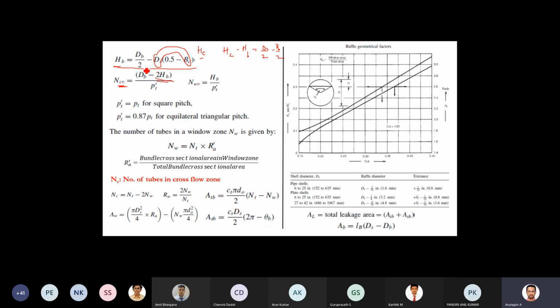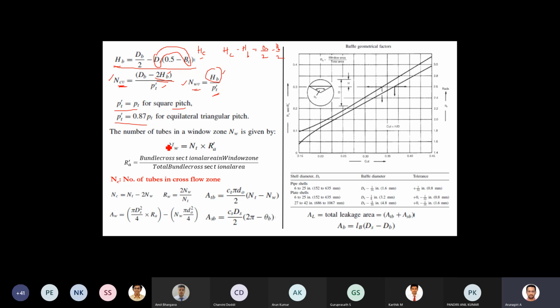So NCV is dB minus 2HB divided by PT dash, where PT dash is the pitch. PT dash equals PT for square pitch, and PT dash is 0.87 times PT for equilateral triangular pitch. Similarly, you can calculate NWV by dividing the bundle cut by PT dash. That is the number of vertical tube rows in the window zone. So we can calculate NCV and NWV from the value of HB. To calculate HB, you should know the values of dB, ds and the baffle cut.